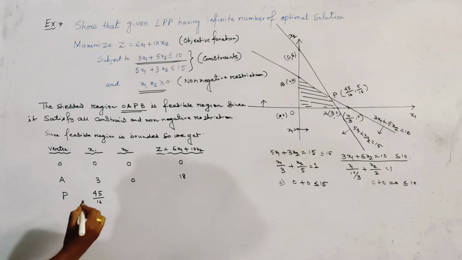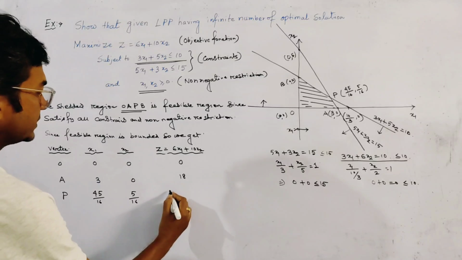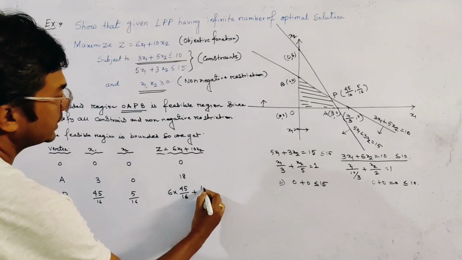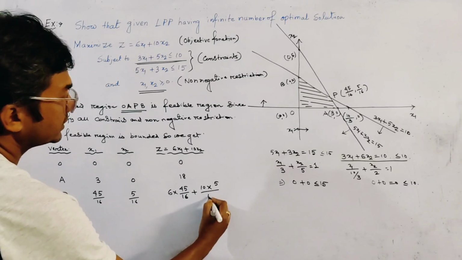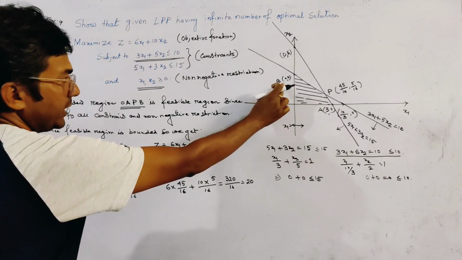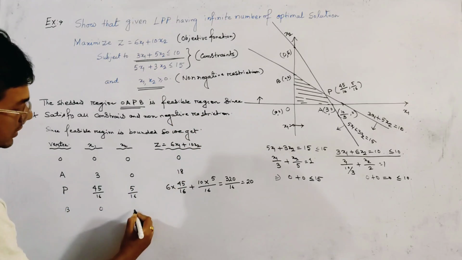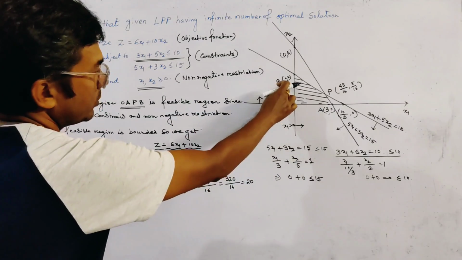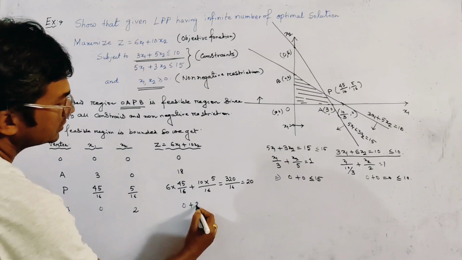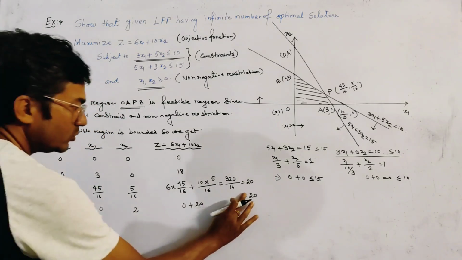Now put P, this is 45/16 and 5/16, and we get 6 times 45/16 plus 10 times 5/16. Getting the result, this is 20. And for the last vertex, B, x is 0 and y is 2, because this is (0, 2), and the result is z equals 0 plus 20, which is equal to 20. Okay, now we write here 20.